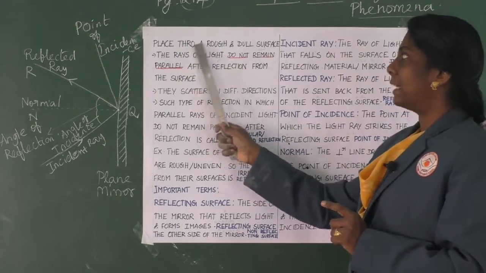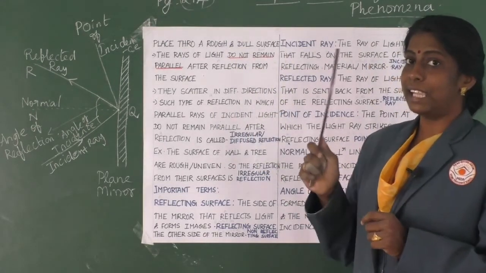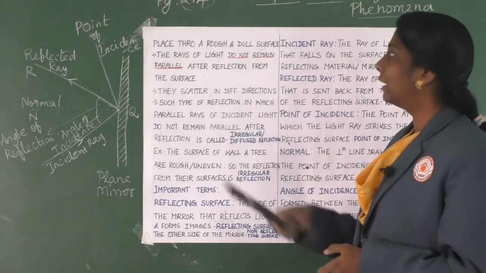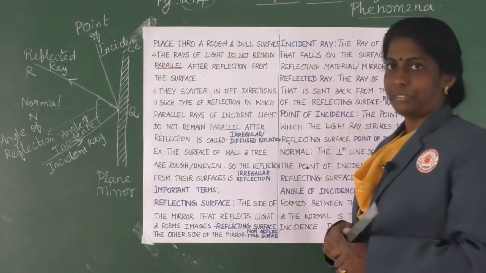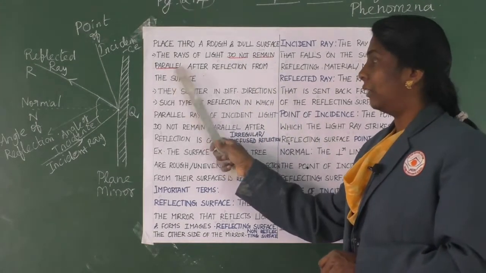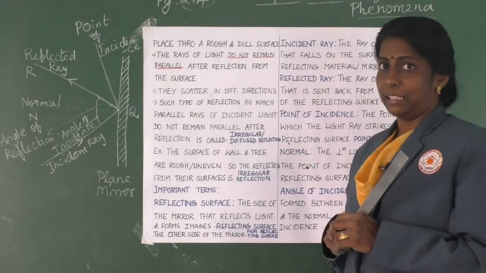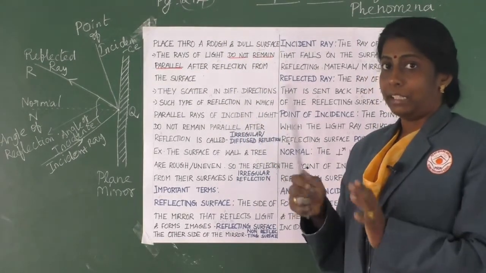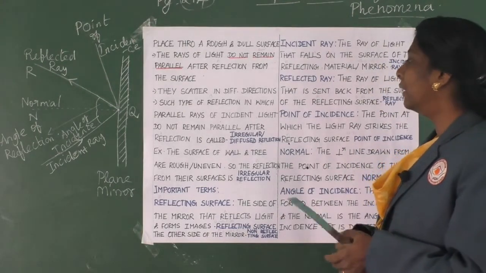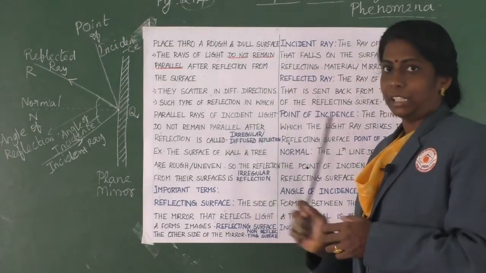About irregular reflection, two things are important. First, it takes place through a rough and dull surface, whereas regular reflection happens on a smooth and shiny surface. Second, the rays of light do not remain parallel, whereas in smooth reflection they remain parallel. Clear? That's irregular or diffuse reflection.